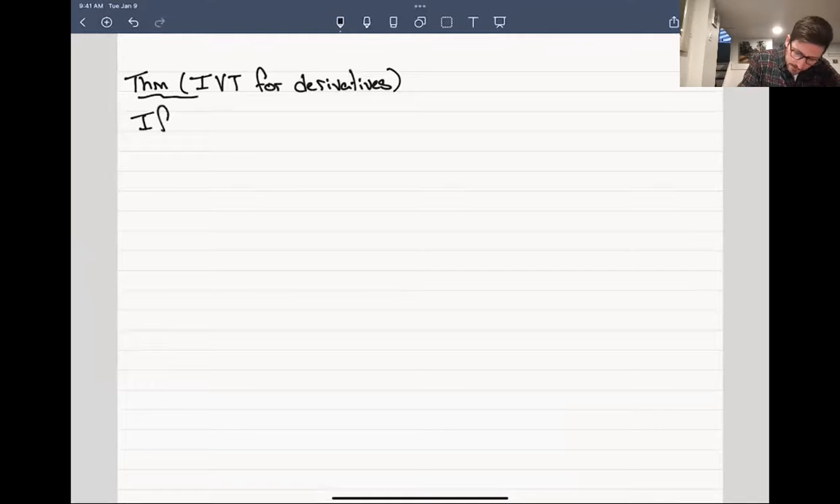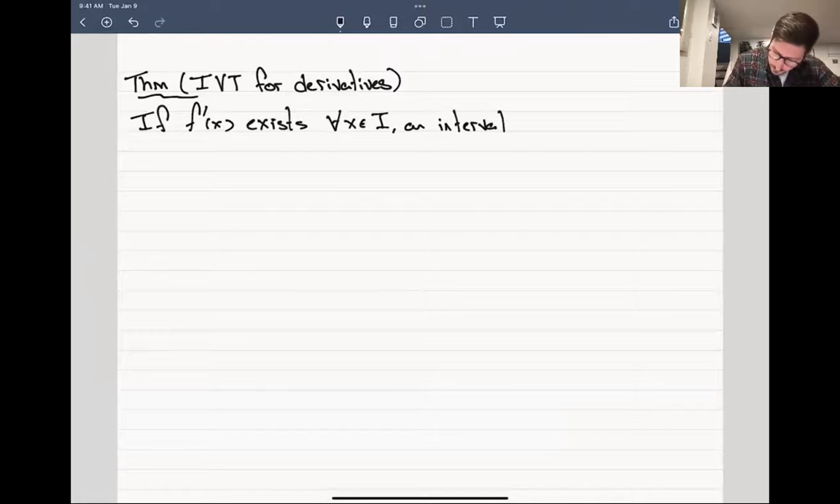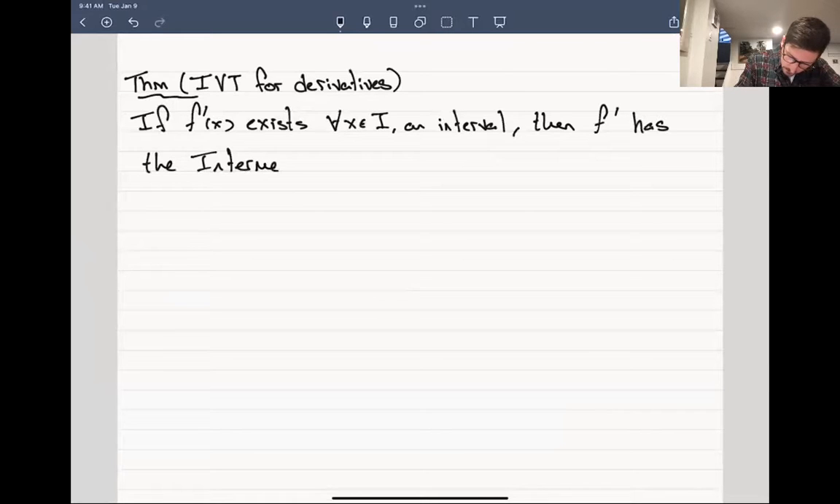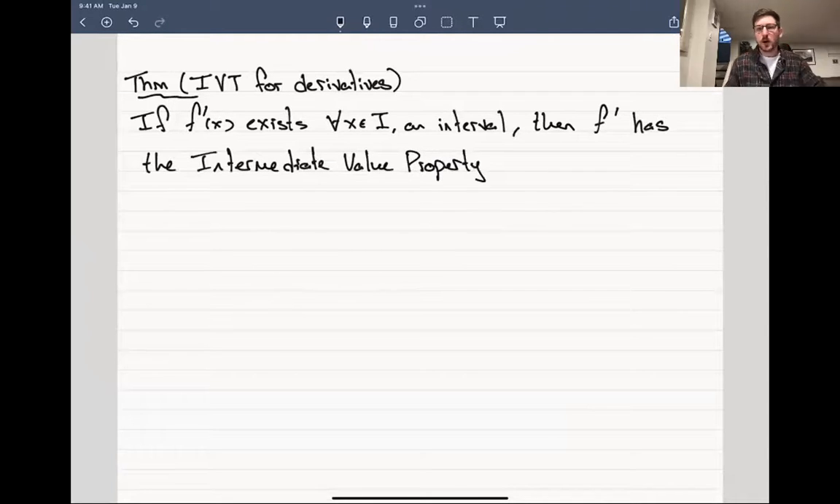So what this says is that if f prime of x exists for all x in some interval, then f prime has the intermediate value property. And you might have to remind yourself what the intermediate value property is, but don't worry, I'm just going to write it down for you right here, so you don't have to go back through your notes.